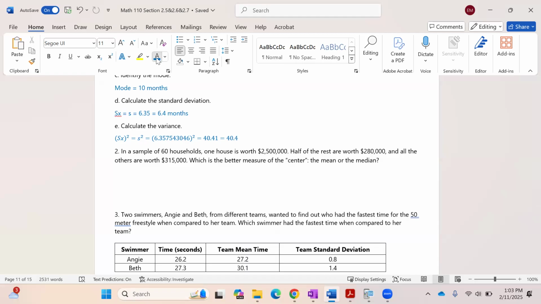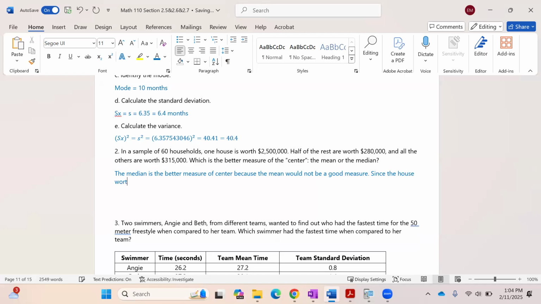So in this case, I'll say the median is the better measure of center because the mean would not be a good measure since the house worth $2,500,000 will cause the mean to be too high.